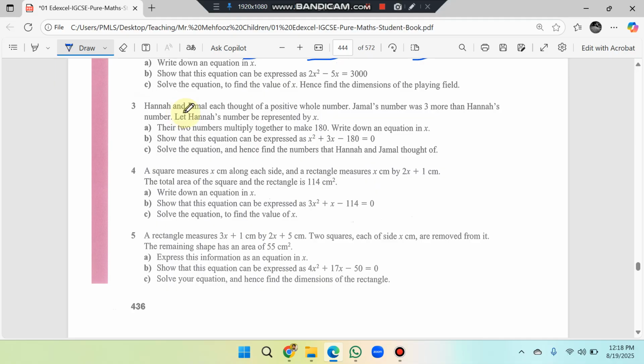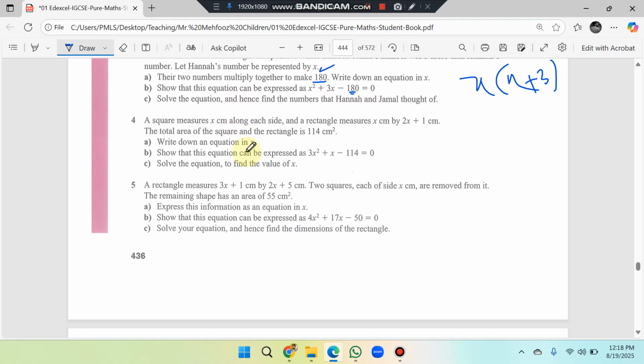Okay, third one is: Hana and Jalal each bought a positive whole number. Jalal's number was 3 more than Hana's number. Let Hana's number be represented by x. So it means that Hana's number is x. So what is Jalal's number? That is 3 more than Hana's number, that is x plus 3. Their two numbers multiply together to make 180. It means that the multiplication of these two numbers, x and x plus 3, will be equal to 180, right?